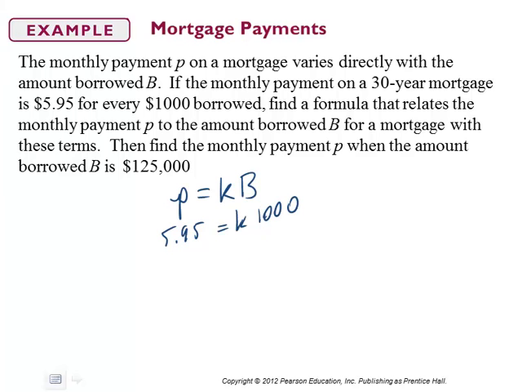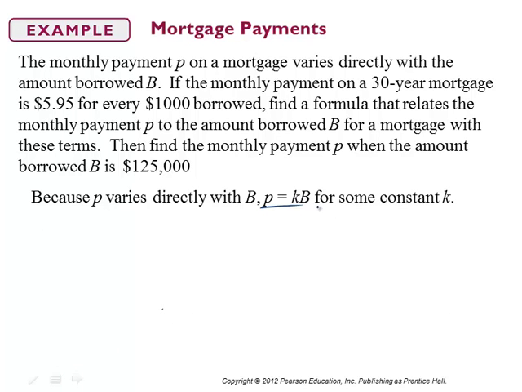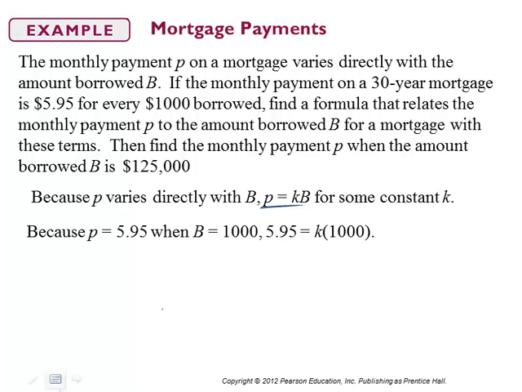Now I've got some written text here, so I'm going to erase this ink. And let's go ahead and go forward. So we'll write P is equal to k times B and solve for k like I wrote earlier. That means that k is equal to 5.95 divided by 1,000, which means k is equal to 0.00595. So going back to the equation, P is equal to kB, replacing k by 0.00595.